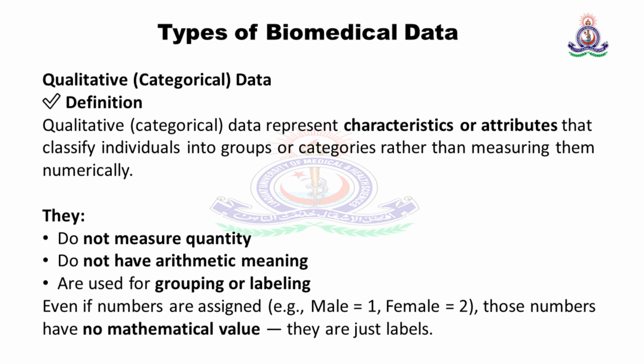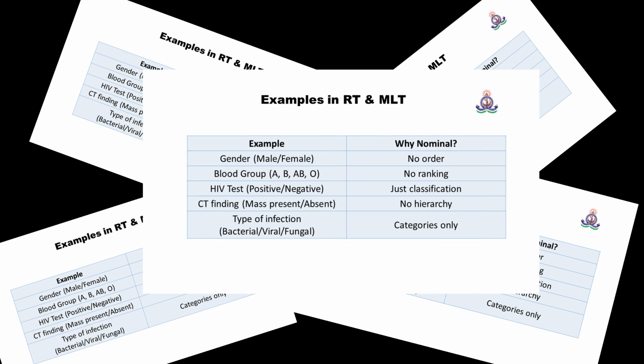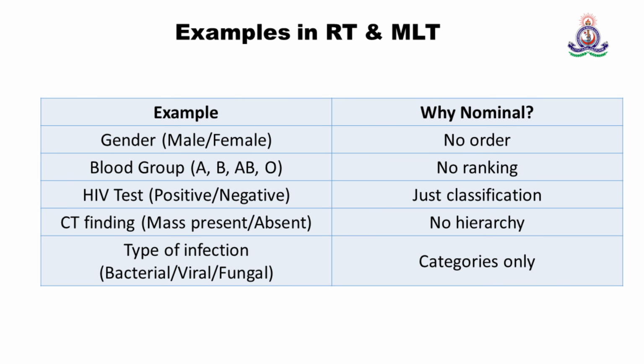That would be nonsense. And qualitative data splits into two subtypes. The first subtype is nominal. Nominal comes from name, like a name tag. Categories have no order. Male is not higher than female. Blood group A is not better than B. You can only count how many are in each group. That's why the only average you can calculate is the mode, the most frequent category. You cannot calculate a mean or median. That's a common exam question.